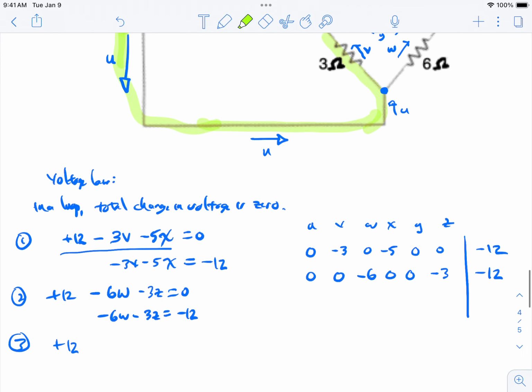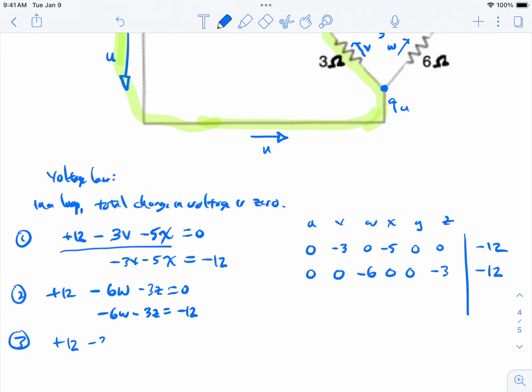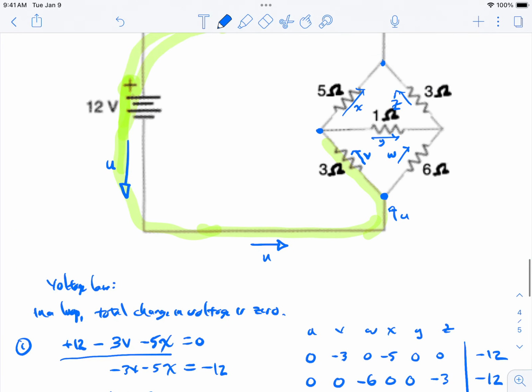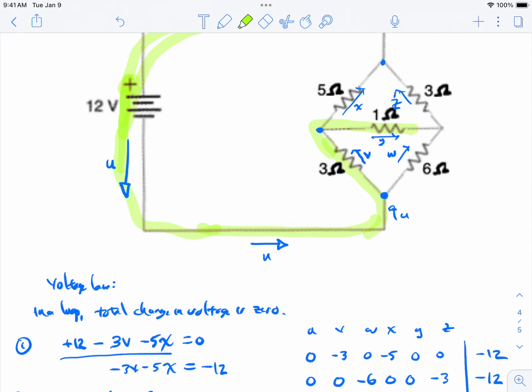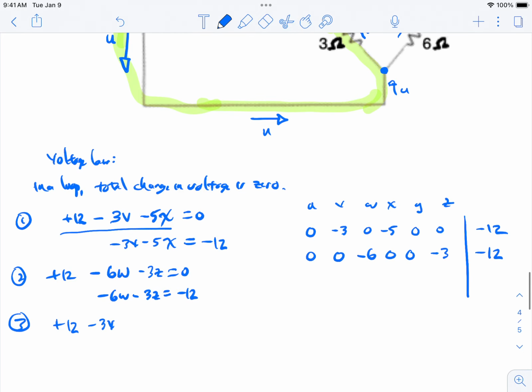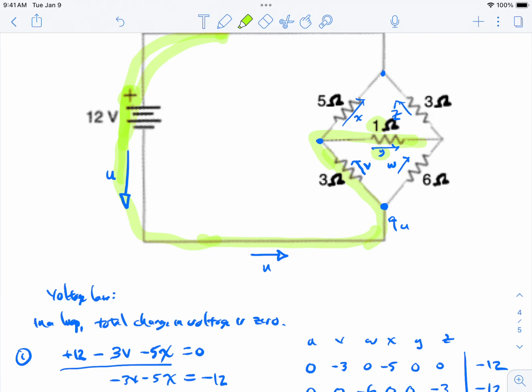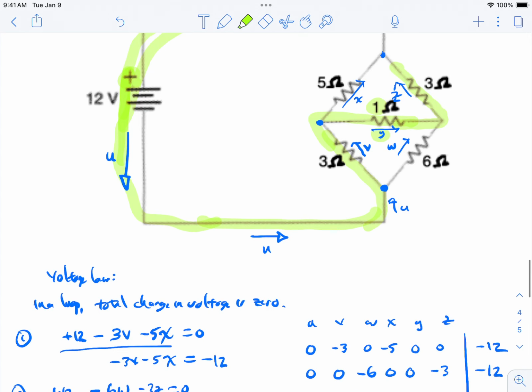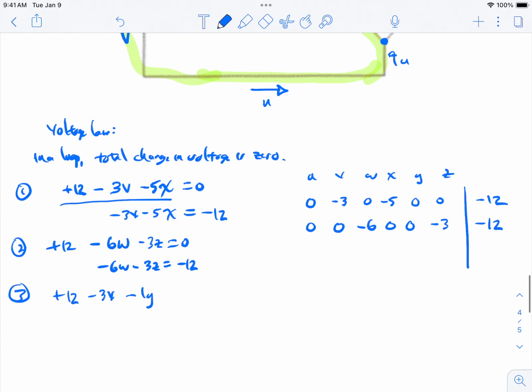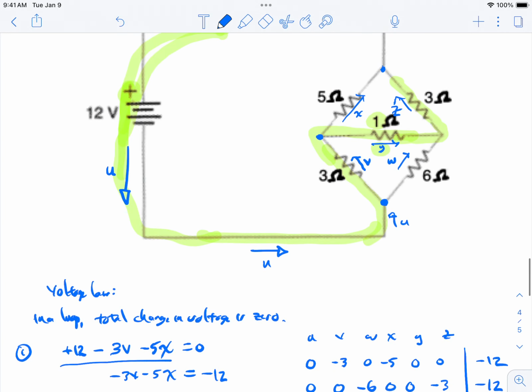It's going to be minus 3V. But then I'm going to take a hard right here. Now it's going to be minus, and again, you're multiplying ohms times current. So I'm multiplying 1 times Y, so it's a minus 1Y. Then I have to take a corner and go this way. So then it's a minus 3Z. And then I'm back where I started again. So that's going to be a 0.